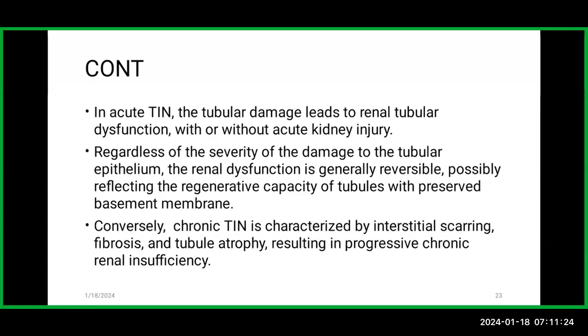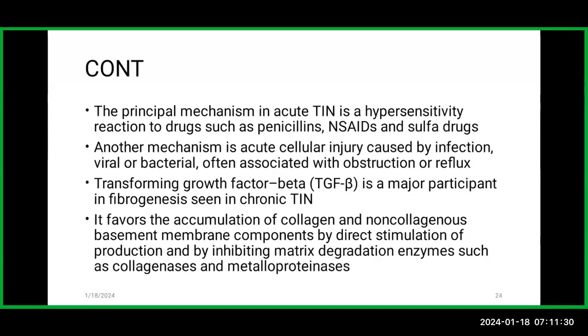Conversely, chronic TIN is characterized by interstitial fibrosis and tubular atrophy, resulting in progressive chronic renal insufficiency, as we see in the index patient, for which the histology following biopsy is the final definitive diagnosis. The principal mechanism in acute TIN is hypersensitivity reaction to drugs such as penicillin and NSAID, as in the case of the index patient.